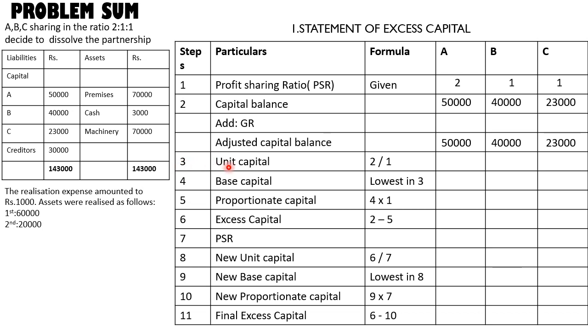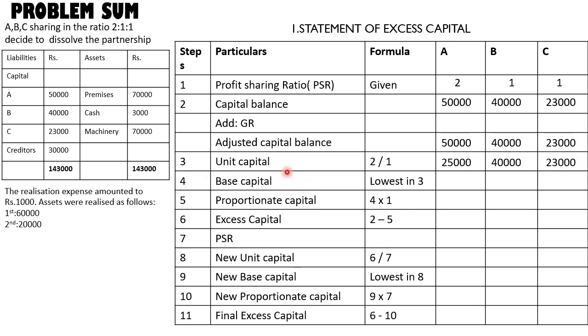Step number 3 states unit capital, which is nothing but step number 2 divided by step number 1. Now step number 2's total is 50,000 divided by step number 1, that is PSR, which is 2. So 50,000 divided by 2 will give us 25,000. 40,000 divided by 1 is 40,000 and 23,000 divided by 1 is 23,000.